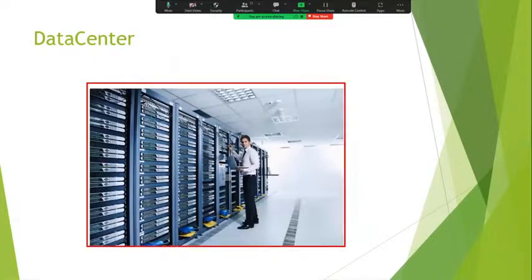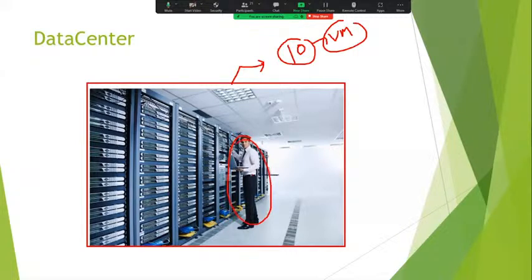For example, we are working in one organization and we got one new project where we would like to build 10 virtual machines. First step, what do we have to do? Submit the request to the data center team. This is the data center team. They will verify whether space is available or not. Yes, they will rack the space.